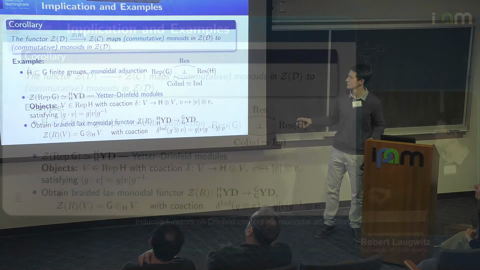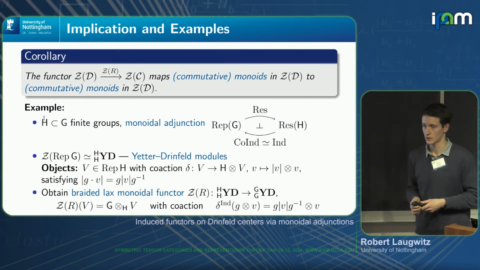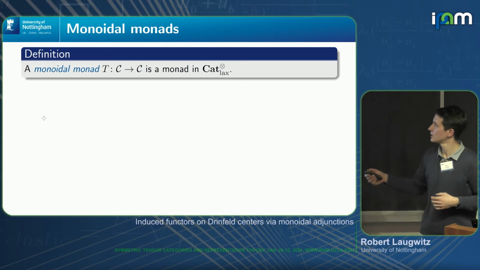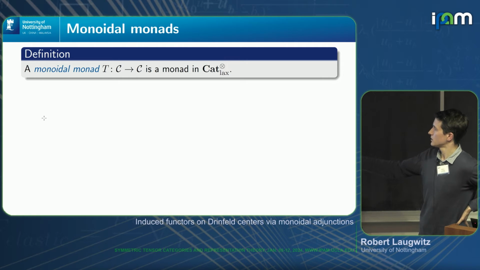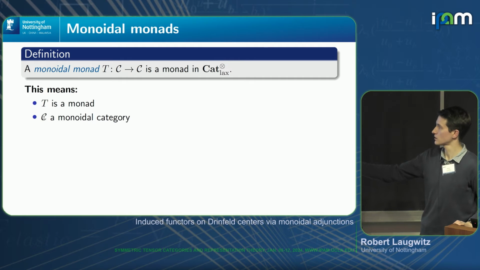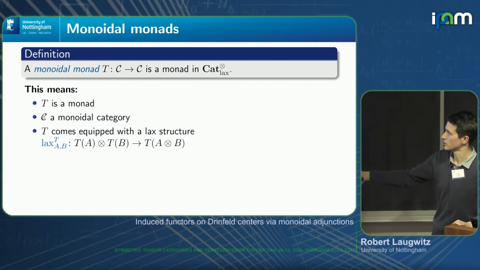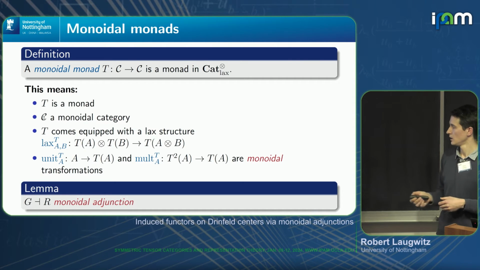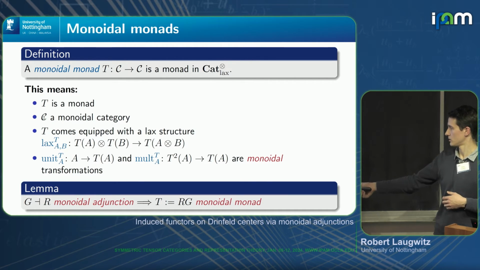Okay. Now, from this, it's a bit of a slight change of topic to consider monoidal monads and Eilenberg-Moore categories. So a monoidal monad can be formalized as just being a monad in the category of monoidal categories with Lax monoidal functors. So this means concretely you have a monad on C. C is a monoidal category, and then T is also a Lax monoidal functor in such a way that unit and multiplication are monoidal transformations. And one can show that very naturally, of course, if you have a monoidal adjunction, then the corresponding monad is a monoidal monad.